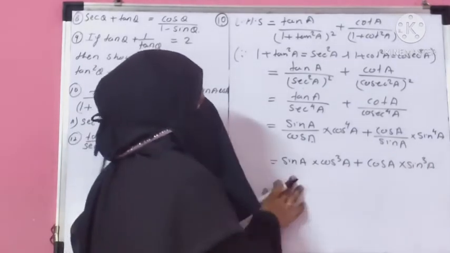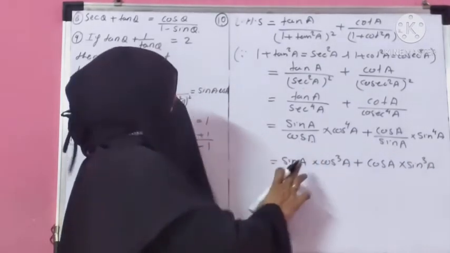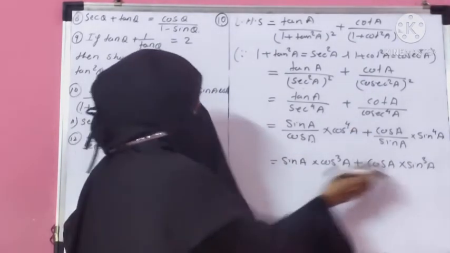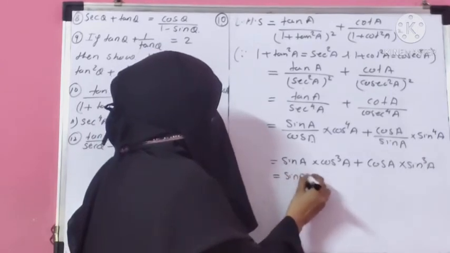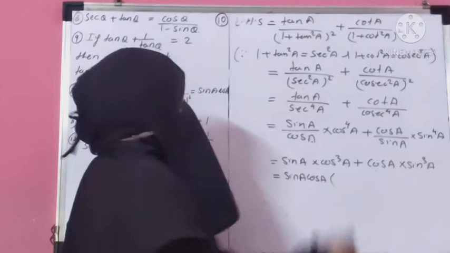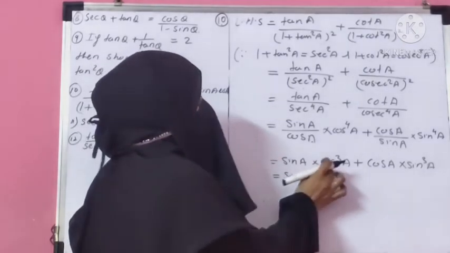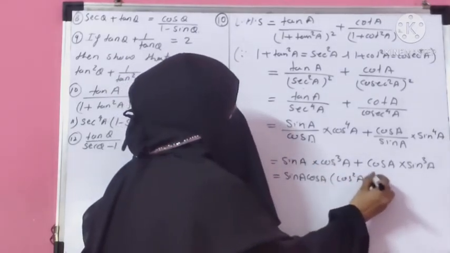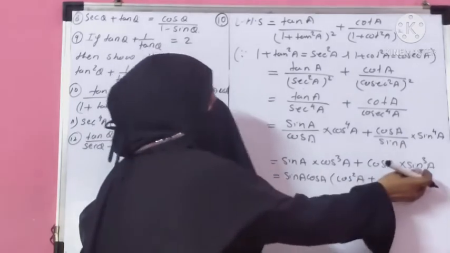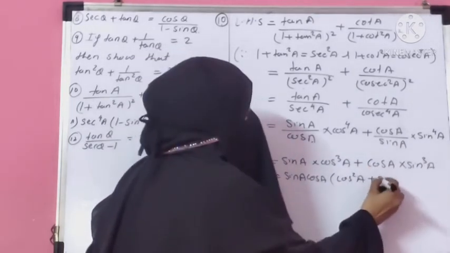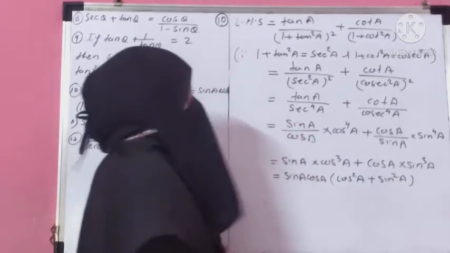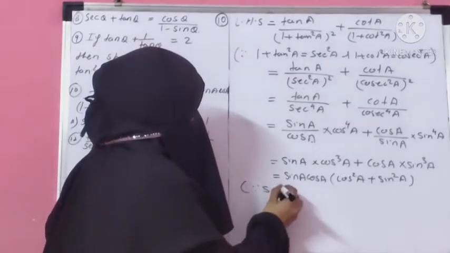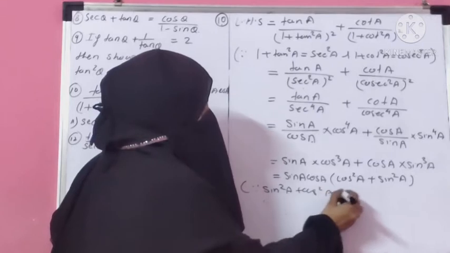Now observe here, from both parts we can take sine A into cos A as common. Then the remaining part: sine A is common, then from cos raised to 3A, 1 cos A is taken as common, then the remaining is cos raised to 2A. Plus, cos A goes in common, 1 sin A goes in common, then the remaining is sin square A. In identities, you know sin square A plus cos square A is 1.